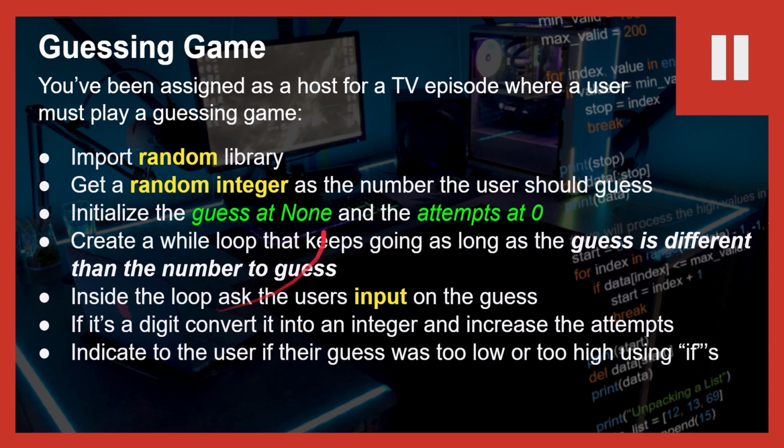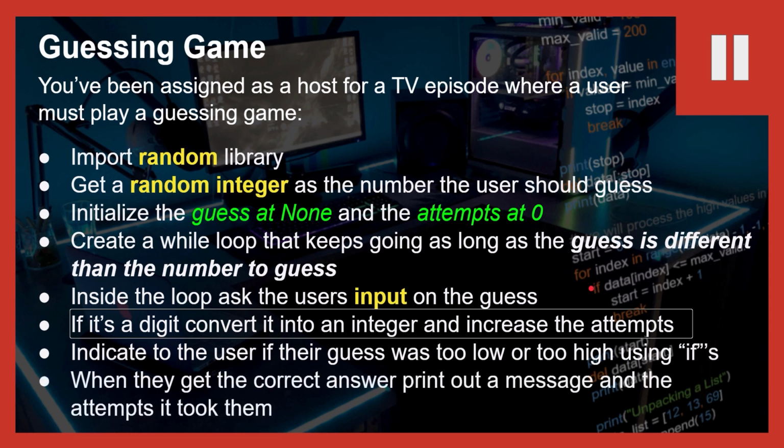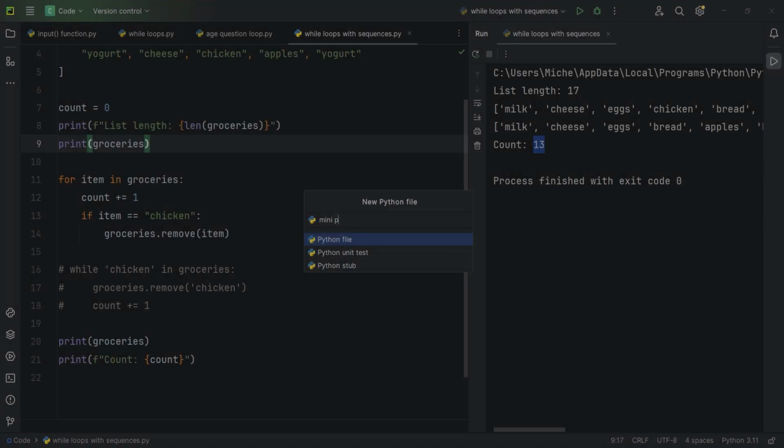And by the way, when you get a random integer, I recommend you keep it between 0 and 100. Don't make it too hard for the user. So indicate to the user if their guess was too low or too high using the ifs. And then finally, when they get the correct answer, print out a message and the attempts it took them to finally finish it. So pause the video right now and go do the challenge.